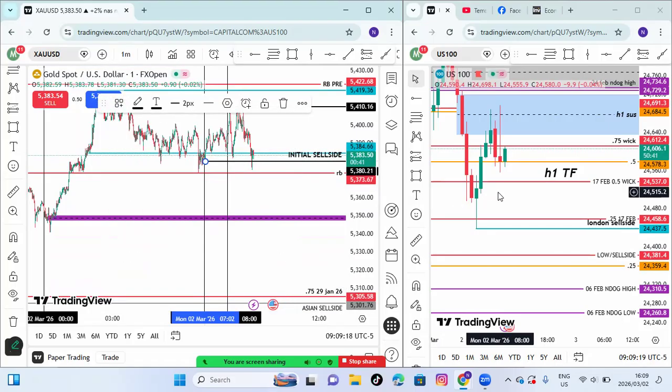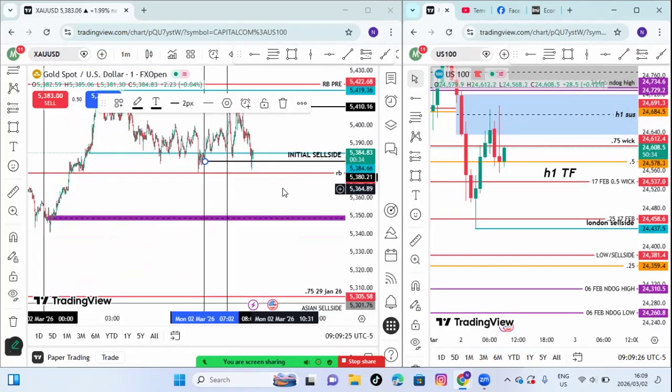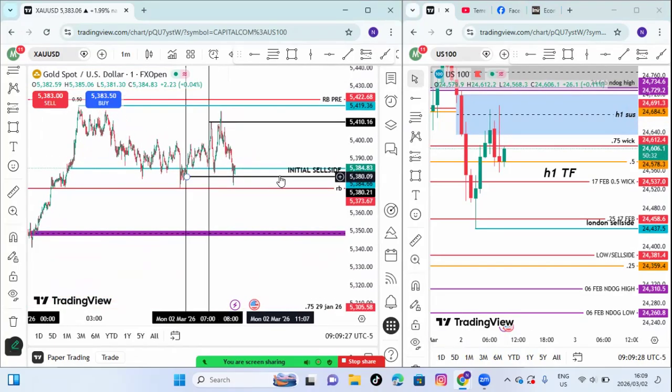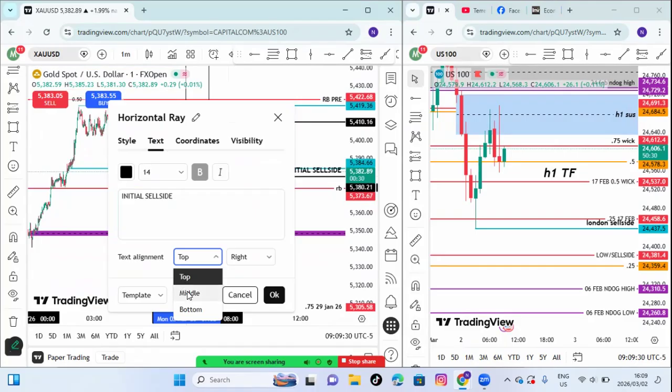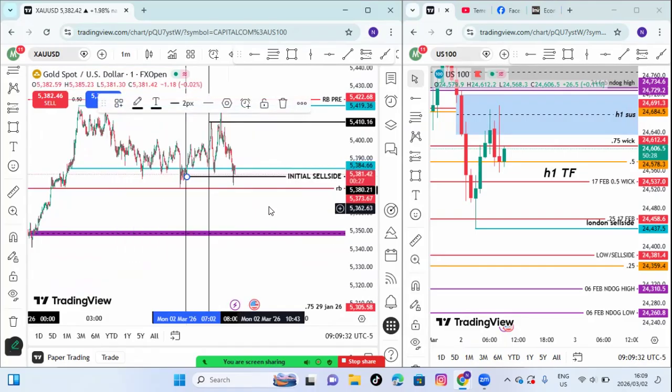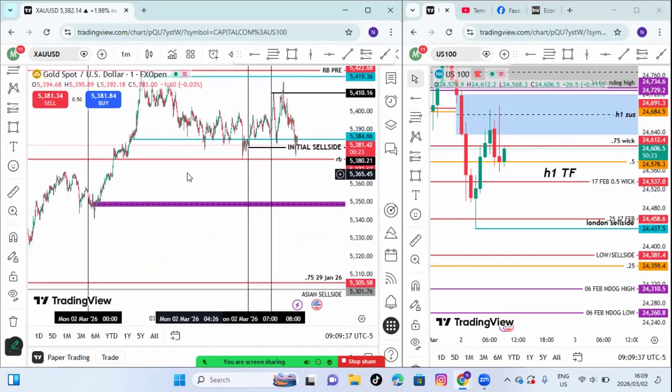This is the Nasdaq. So we're gonna look at this wick here. Do they respect this wick? We're gonna look at that. Initial sell side. There we go. So we like to see them run initial sell side. This is the first presented value gap after 0, 0.